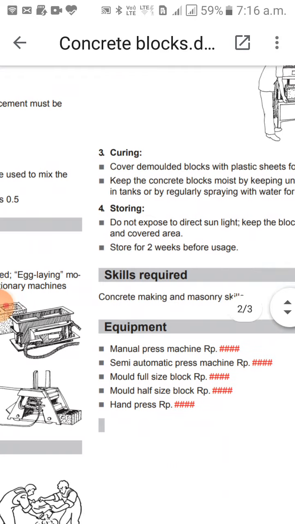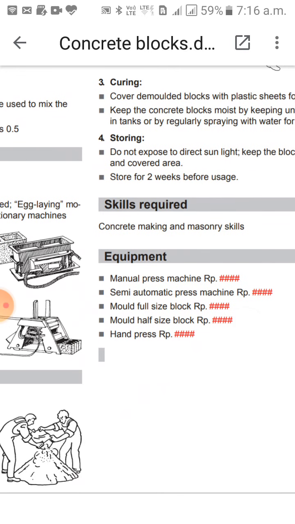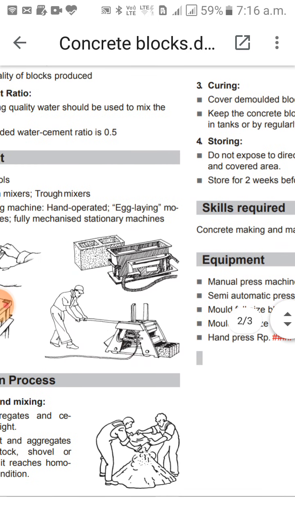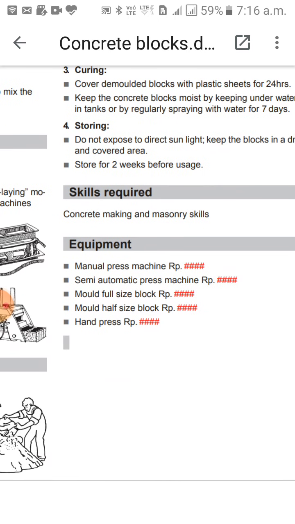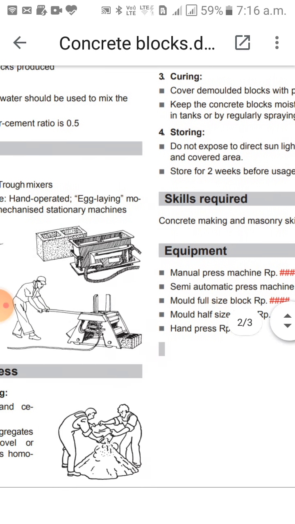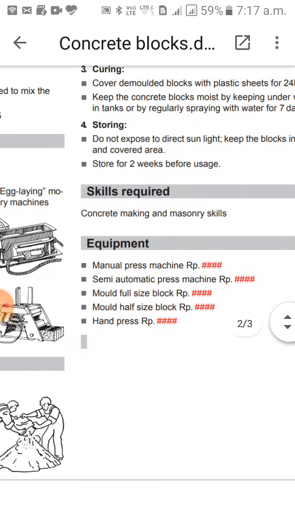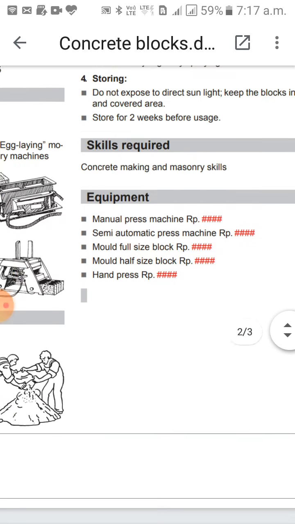So quite simple. For equipment, you have manual press machine, semi-automatic press machine. You see in the picture there is a machine, and molds for full size block and half size block. You can also have a hand press. So quite simple, I just went through it.